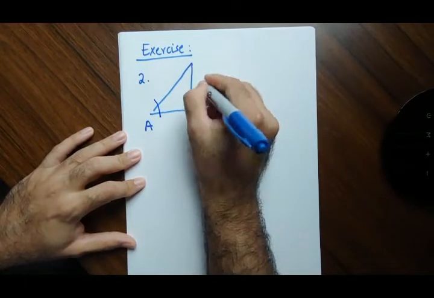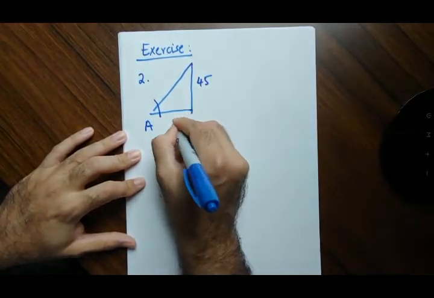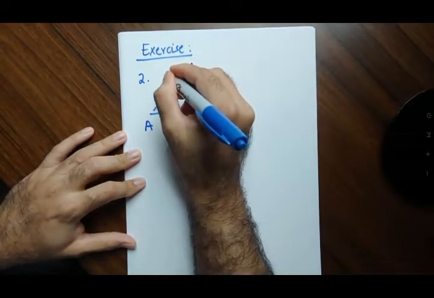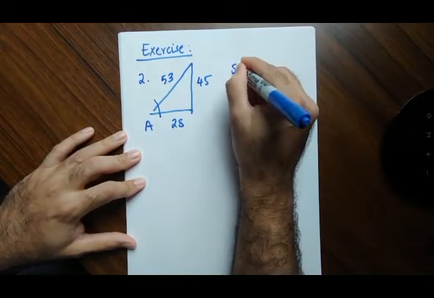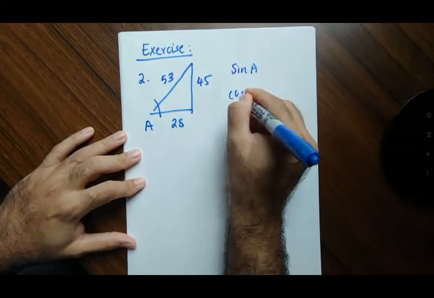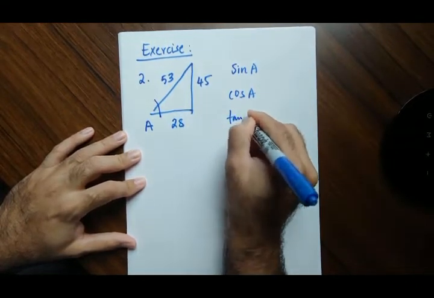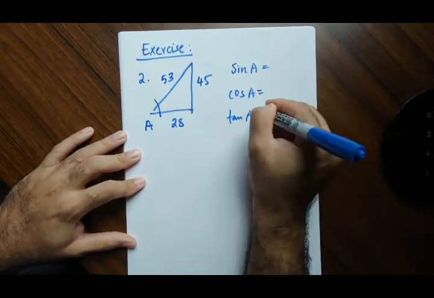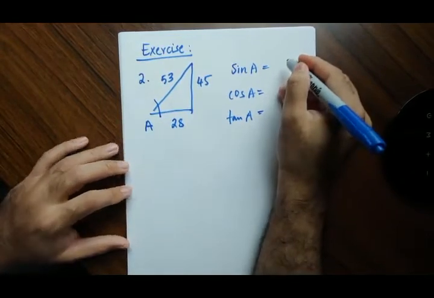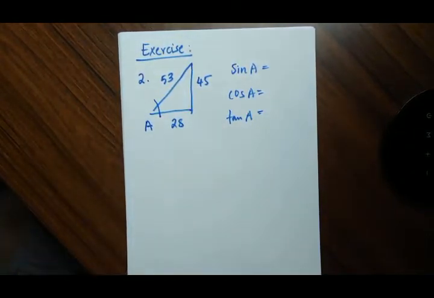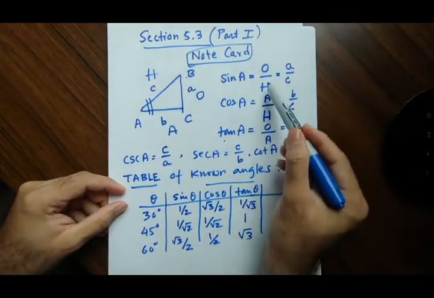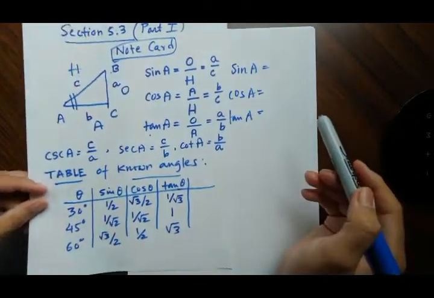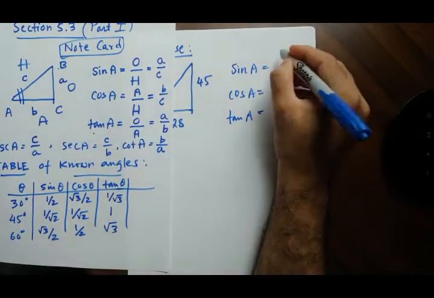What's the information given? This is 45. This is 28. And this is 53. So we have to find sine of A, cosine of A, and tangent of A. How do I do that? We're going to use our formula. We have the note card and the formula with us: sine is O over H, cosine is A over H, tan is O over A. So we are just writing that here.